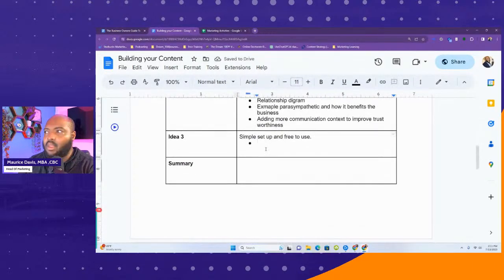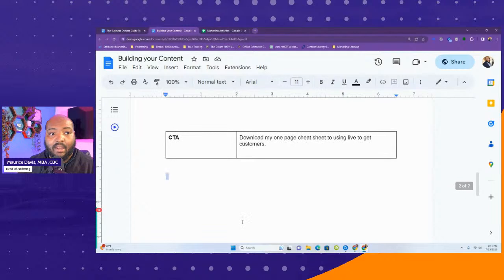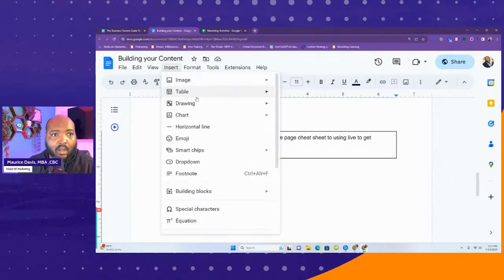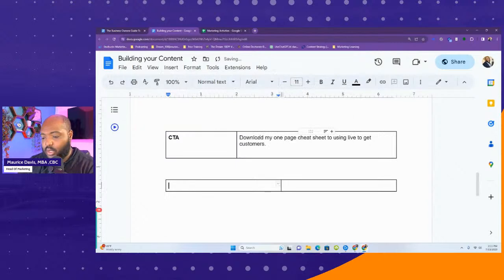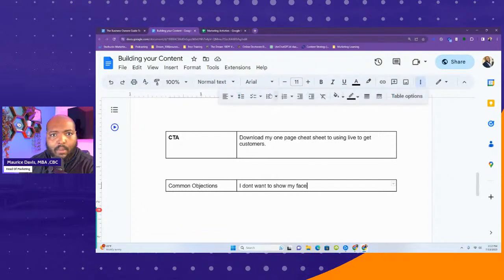So the reason why that's important for us is because if it's informational, I'm not necessarily trying to overcome my customers' problems per se, right? But on a transactional blog, we're gonna do common objections. Okay. So what is a common objection I'm gonna have when someone is going live? I don't want to show my face. Right? That's a common objection. I know that happens all the time. So I may want to address that in the blog.